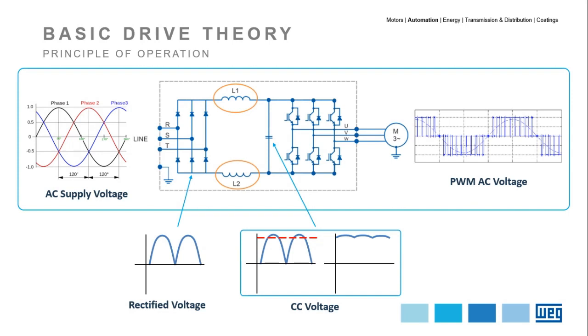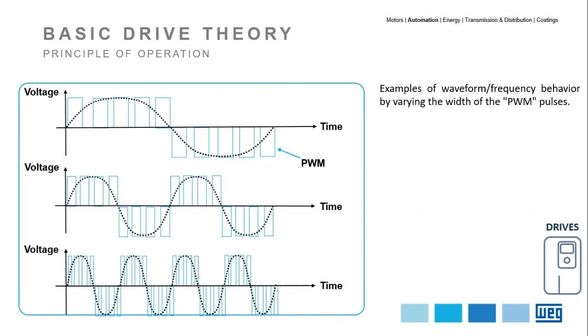The IGBTs switch in such a way that this voltage pulse can be controlled, and as a consequence, a variable voltage and frequency can be generated at the output. In the end, this is the signal that the motor will see at its terminal. And here we have examples of a waveform of frequency behavior, varying the width of the PWM pulse. A large pulse results in a wider waveform, in other words, a reduced frequency, while a shorter pulse results in a smaller waveform and a higher frequency.